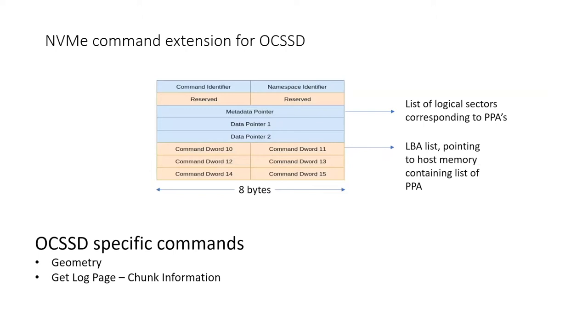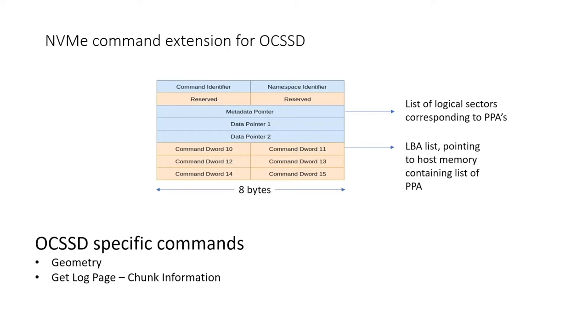For those who are familiar with NVMe, you would recognize that this is the NVMe submission queue structure, which is 64 bytes, and OCSSD made some extensions here, and the two extensions would be, let's consider, for read-write commands. Command Dword 10 and Command Dword 11, typically for a traditional NVMe command, are an integer and denote the 64-bit start LBA of the operation. And in this case, this won't be just an LBA.